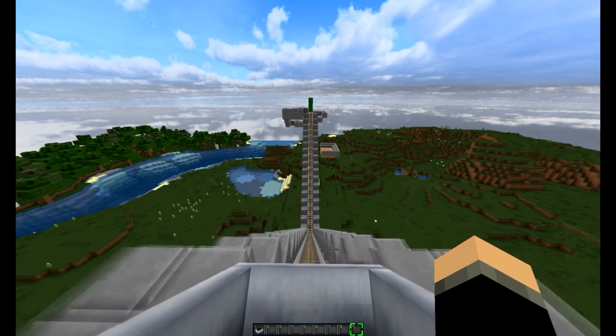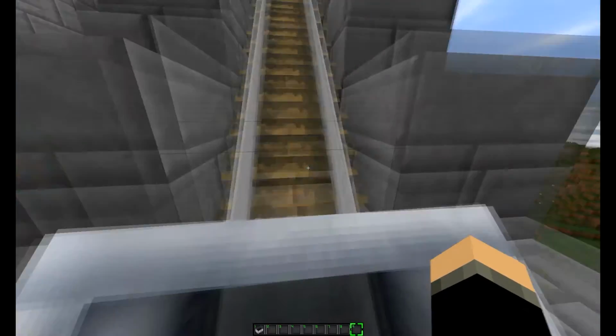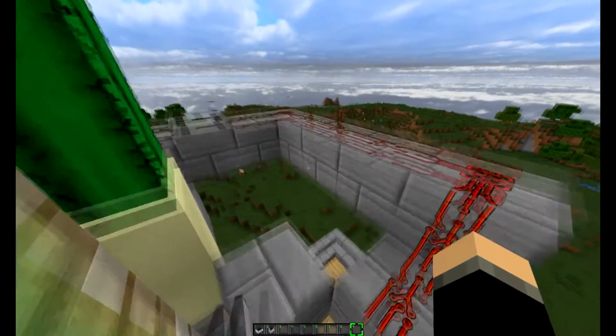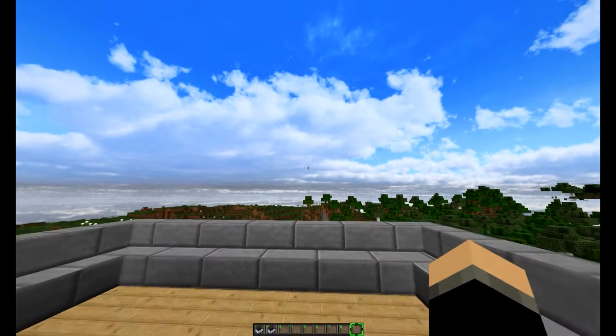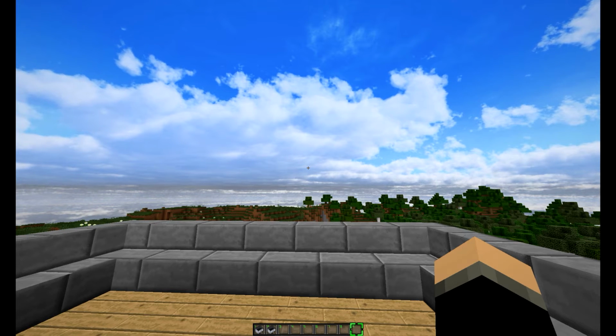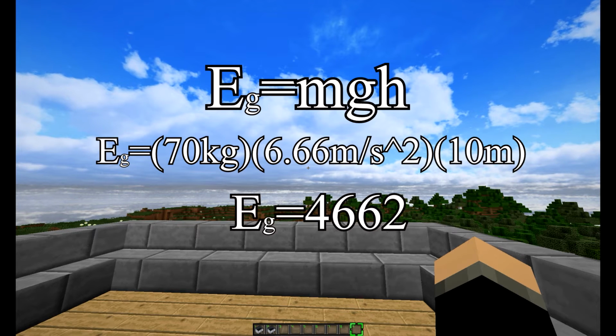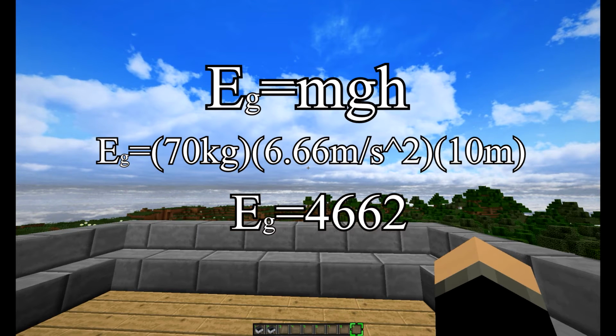The final point where we will only have gravitational potential energy is also the end of our system. The gravitational potential energy is transformed from kinetic energy, which was transformed from elastic energy of the slime blocks. Because the distance from the ground is now 10 meters, the total energy we will have at the end of the system is going to be 4,662 joules.